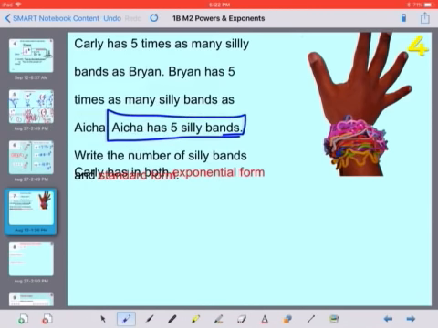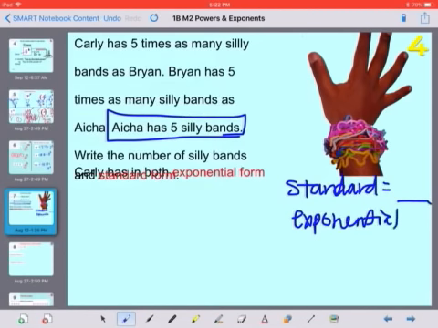Write the number of silly bands Carly has in both standard form and exponential form. So standard form is just our number, like 75. And exponential is our base with an exponent. So let's start with what we know. We know Aisha has 5.